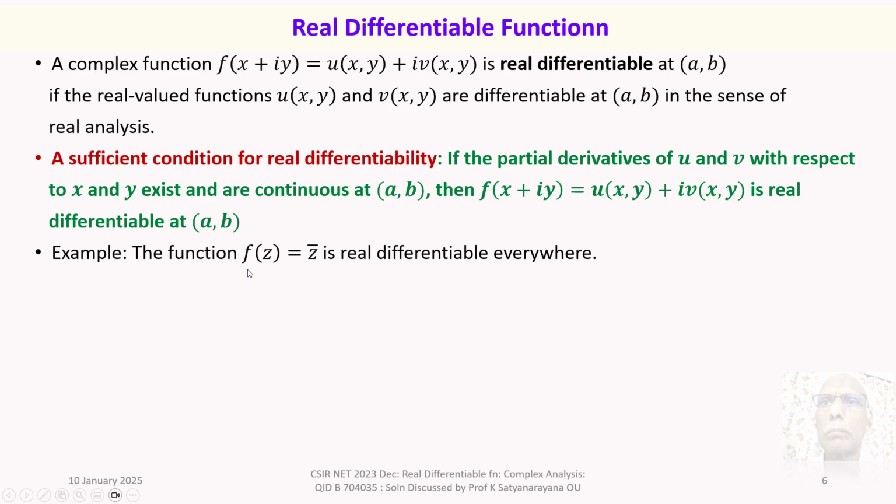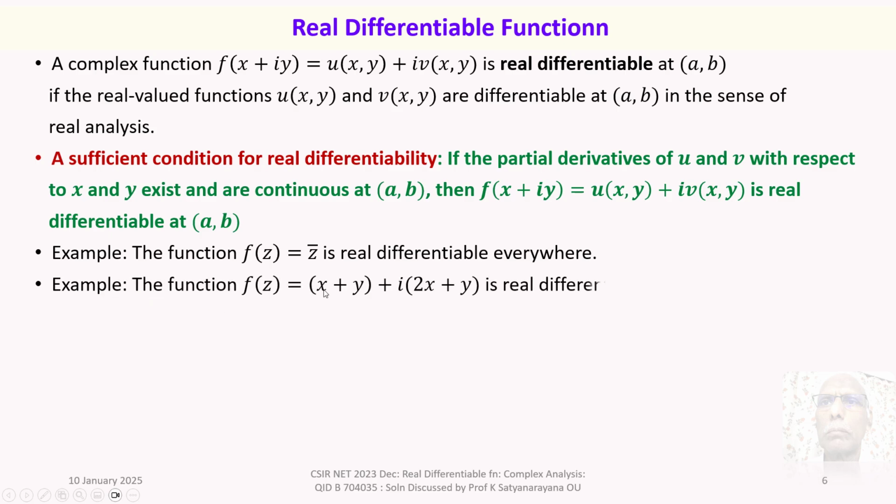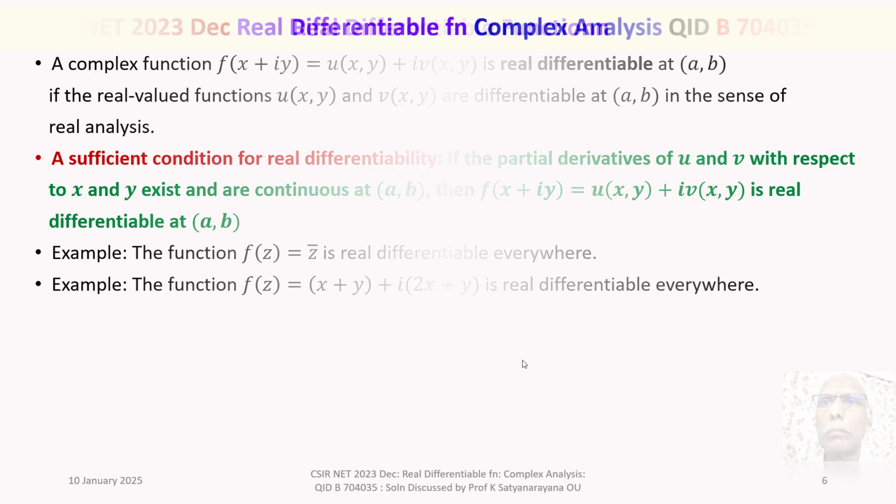Example: the function f(z) = z bar is real differentiable everywhere. Second example: the function f(z) = x + y + i(2x + y) is real differentiable everywhere. These are the two examples we are giving here because we are using these in the course of the discussion of the problem. Right. Now, let's get into the question.